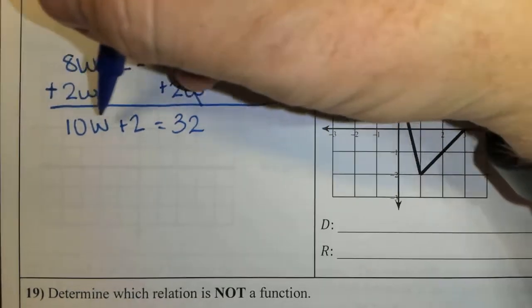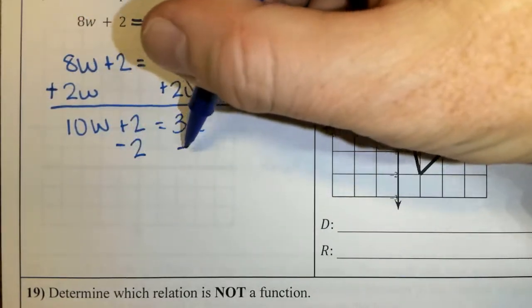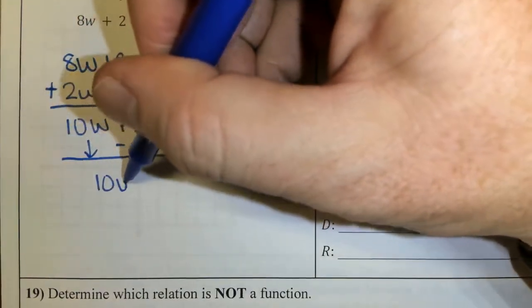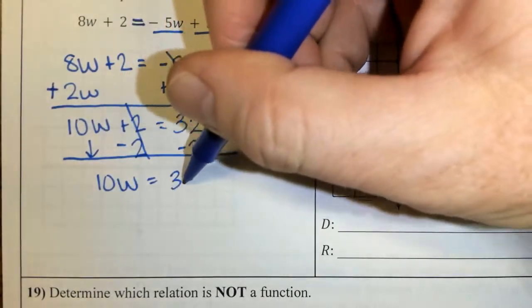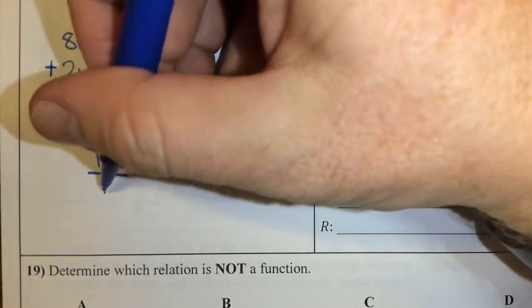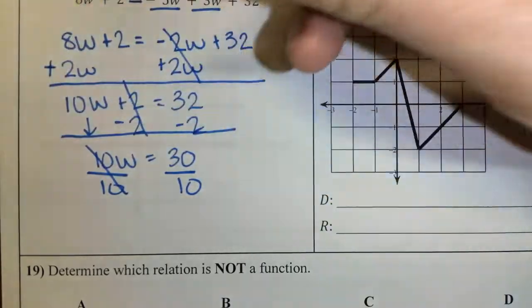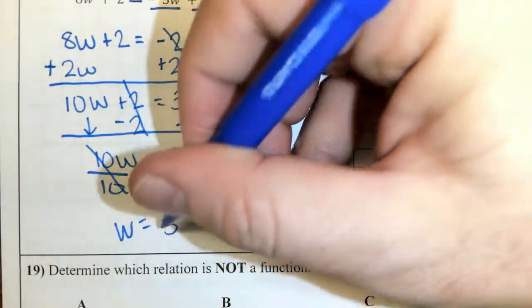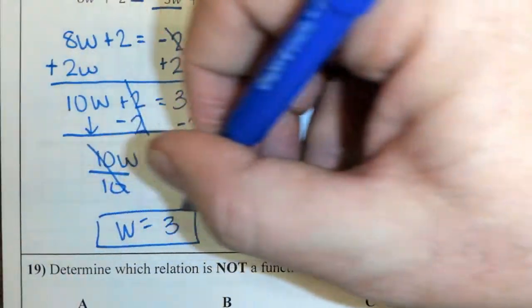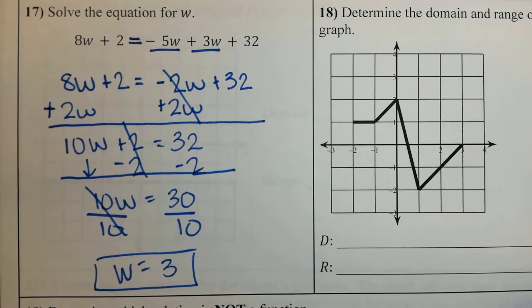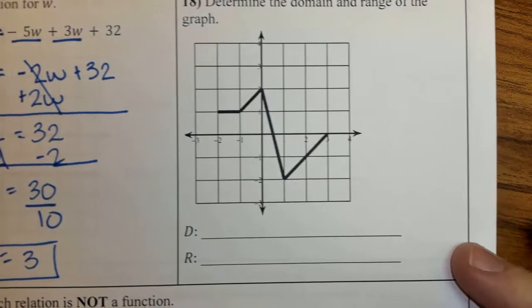Okay, so all my W's are on the left, which means all my numbers need to move away to the right because they are no longer friends. So I got 10W equals 32 minus 2 is 30. I know, I drew the line over that, whatever. And my last step for most of these is usually divide. I won't say always because it's not always. So I have W equals 30 divided by 10 is 3. Look at that. I like that. That's good stuff. Good stuff. Alright, that's 17, just solving equations. I like that one. Nothing new there.